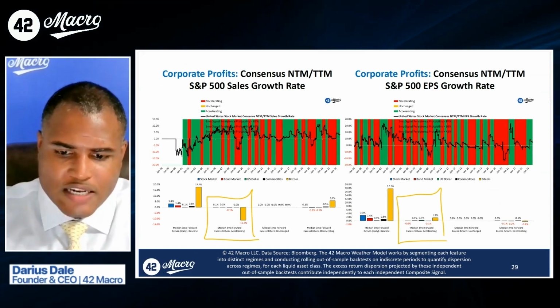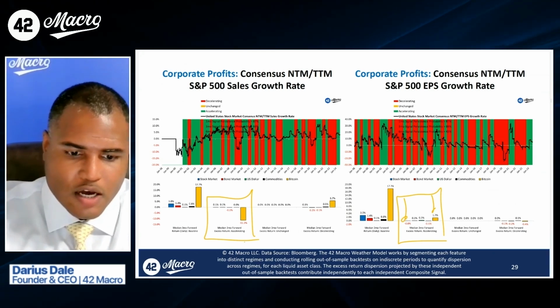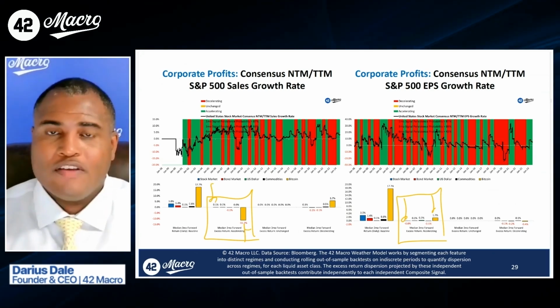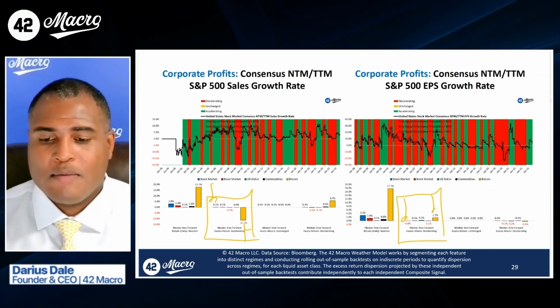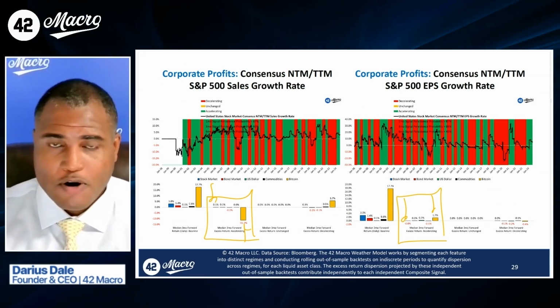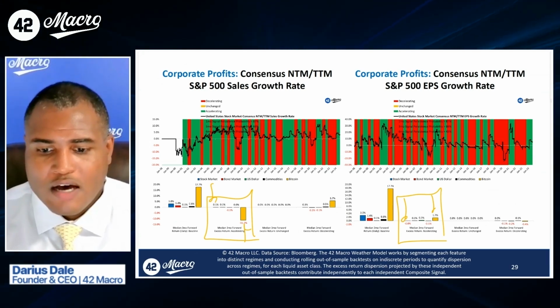As you can see, not all the excess return projections that are being fed into the composite signals are the same. And what that means is that not all the features in the model are weighted the same. The features are weighted as much as they've historically contributed to dispersion within and across those five asset classes.